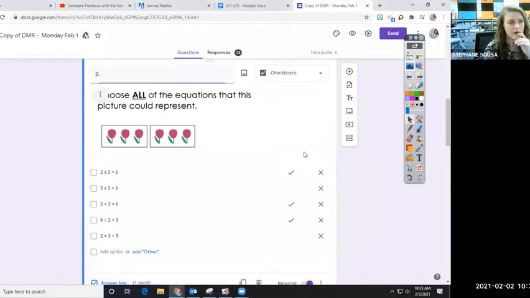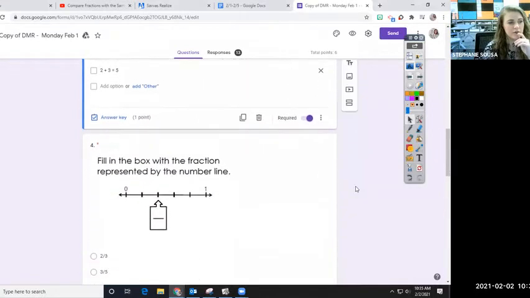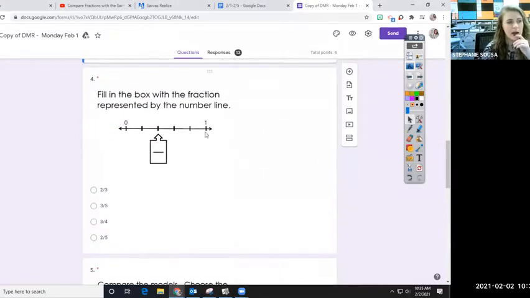All right. Next up, 4. Fill in the box with the fraction represented by the number line. On number lines, we count spaces. I have 1, 2, so my numerator is a 2. I have 1, 2, 3, 4, 5 spaces on the whole number line. So you should have selected the answer 2/5.